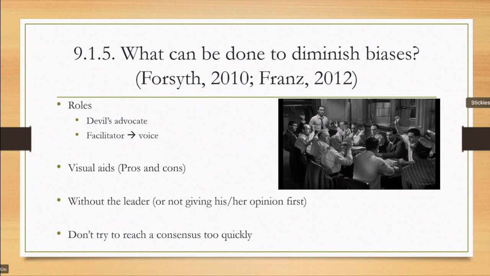What can be done to diminish biases? We need visual aids. So we don't really need to have a leader, especially in this group situation, that you don't technically need a leader, and don't try to reach a consensus too quickly. So we need really to use the system, what we've talked about before, to have a slower process, but then giving better and more differentiated solutions out of a group work.